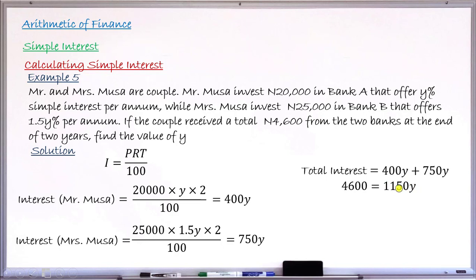This 1,150 is a result of adding 400 and 750. So to get to Y, I'll divide both sides by the coefficient, which is 1,150. So I'm getting my Y as 4,600 divided by 1,150. If this division is done correctly, your Y is going to be just 4. So the value of Y, that is the rate of interest bank A offers, is 4%.